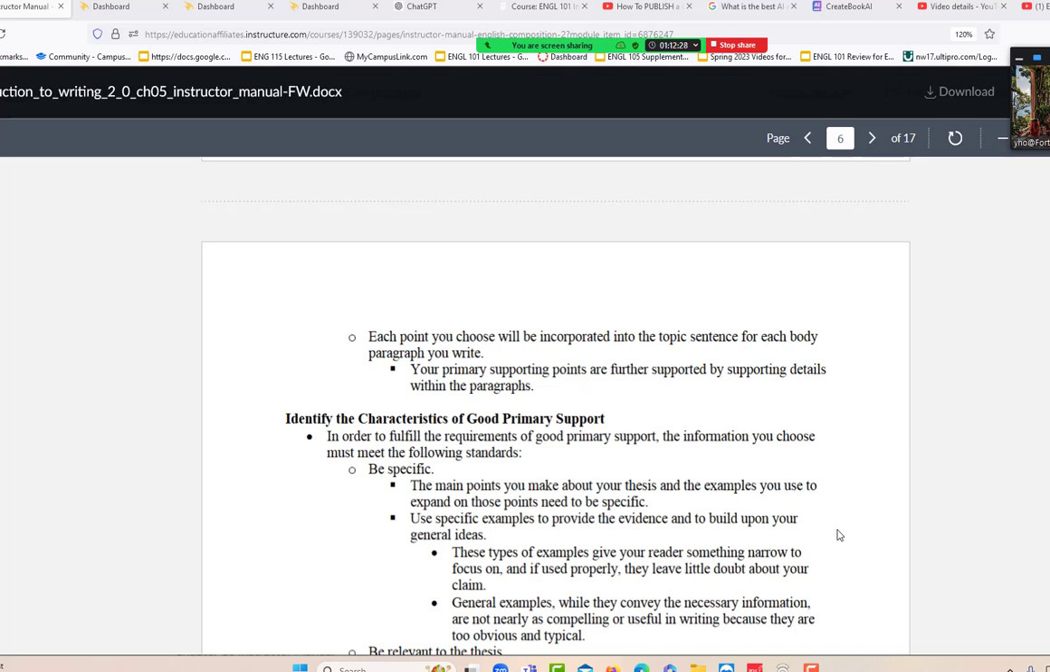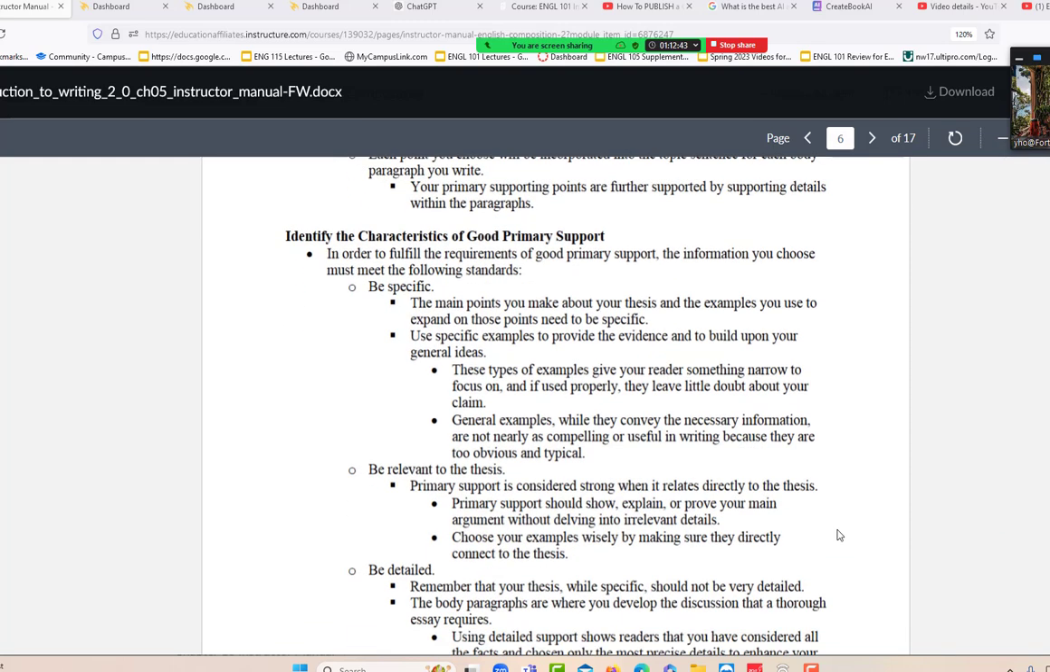Identify the characteristics of good primary support. In order to fulfill the requirement of good primary support, the information you choose must meet the following standards. Be specific. The main points you make about your thesis and the examples you use should be specific. Expand on those points that need to be specific. Use specific examples to provide the evidence and to build upon your general ideas. These types of examples give your reader something to narrow and focus on.